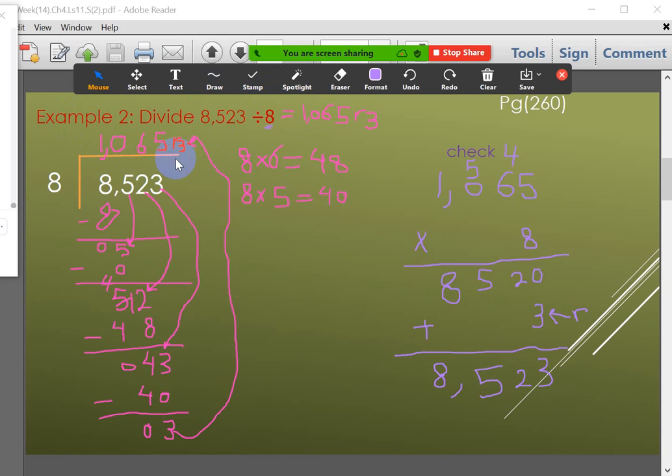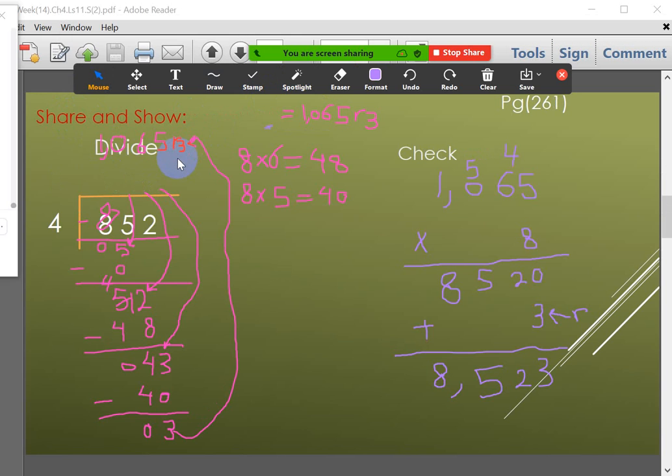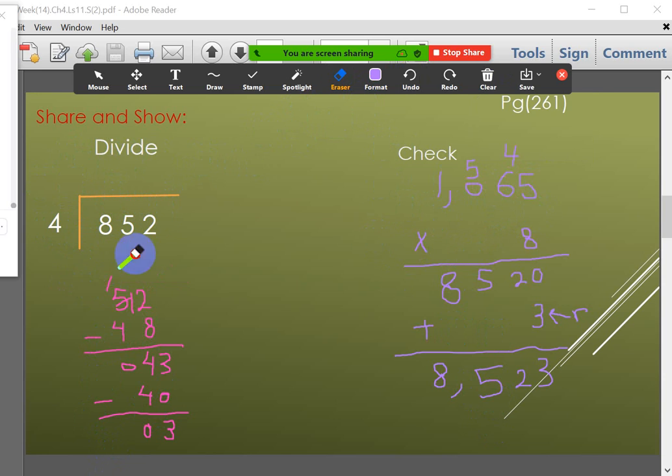Let's solve another example, girls, on page 261. I want to solve this example for you. Yes, you have to do all those steps. Look, Zan, this step, this long division, is to find the quotient, but this step, the check step, is to know if your quotient is correct or not.